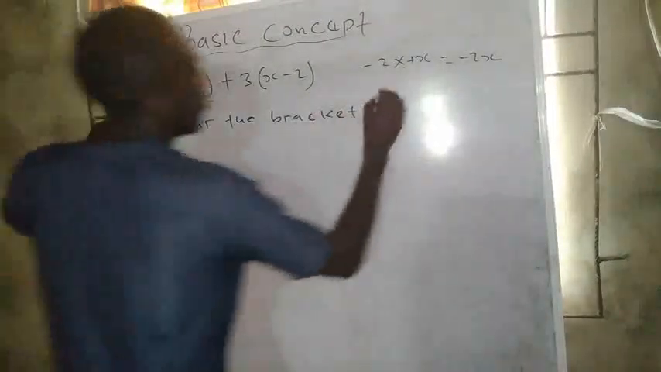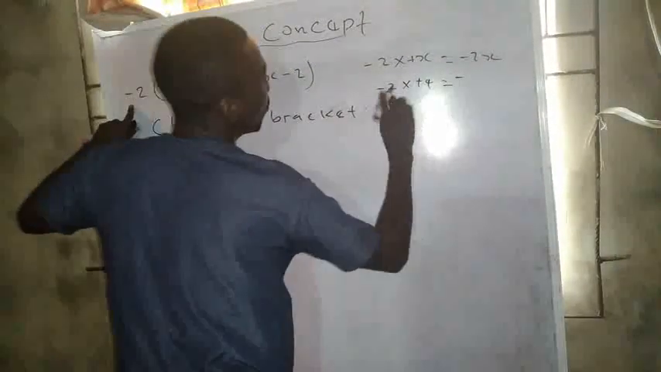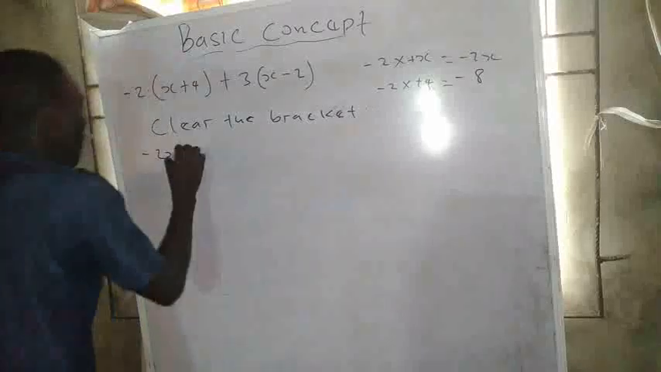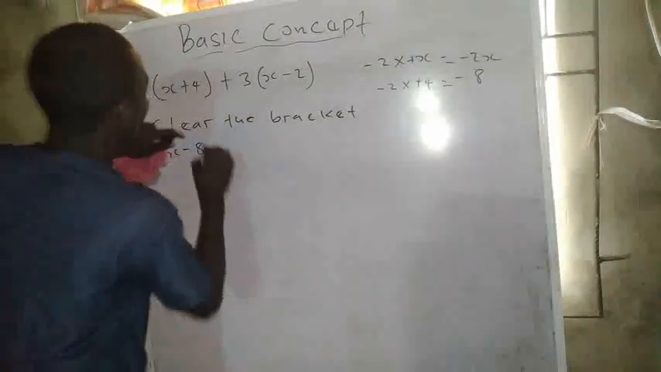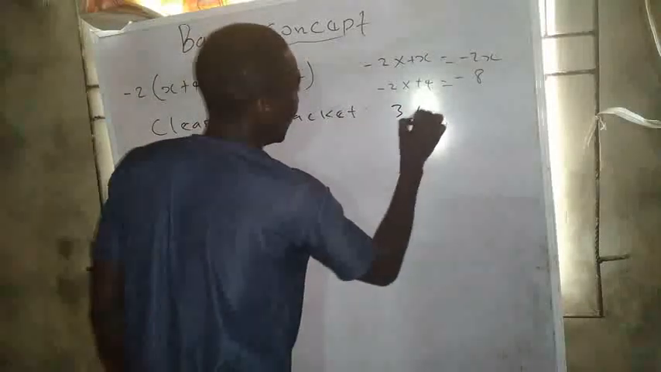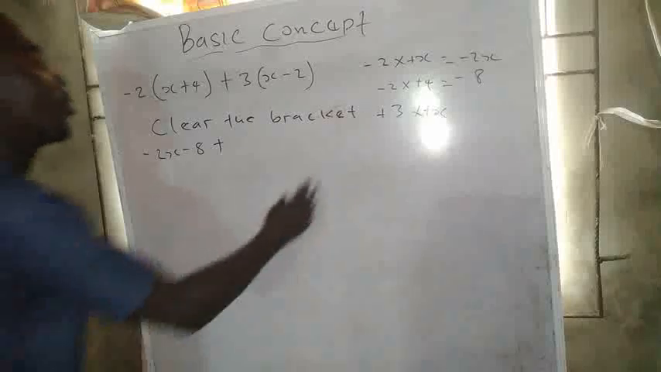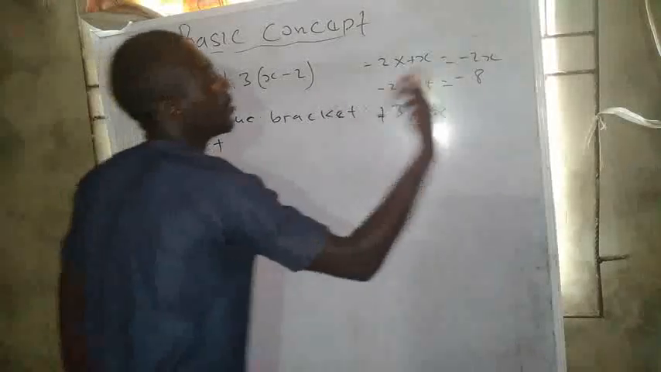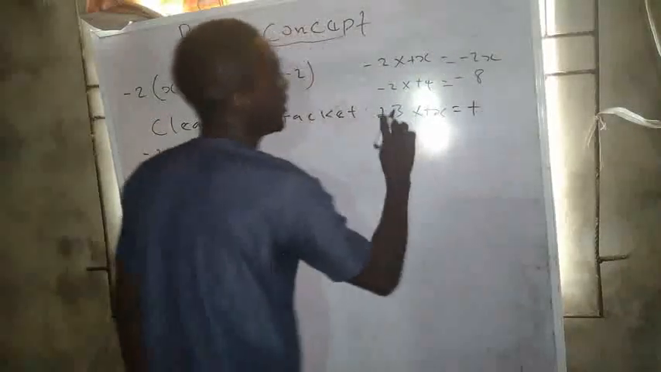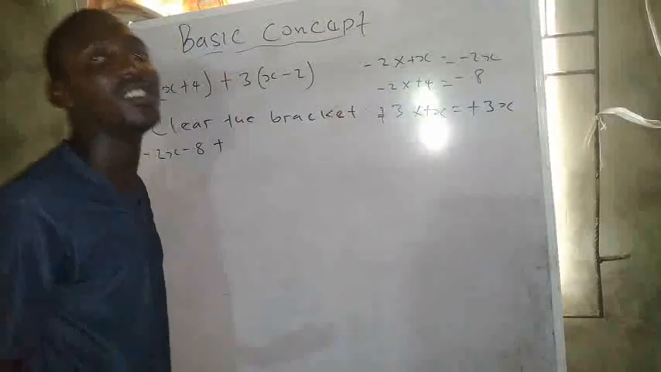Minus 2 times plus 4. Minus times plus is minus. 2 times 4 is what? 8. So minus 8. Plus 3 times s is the same thing as plus 3 times plus s. Plus times plus is plus, and 3 times s is what? 3s. Don't forget, plus 3s is still the same thing as 3s.